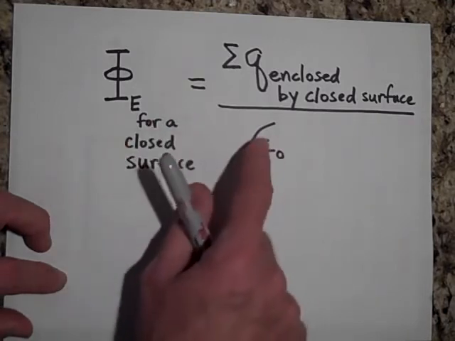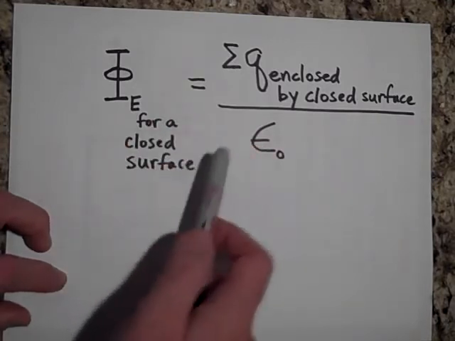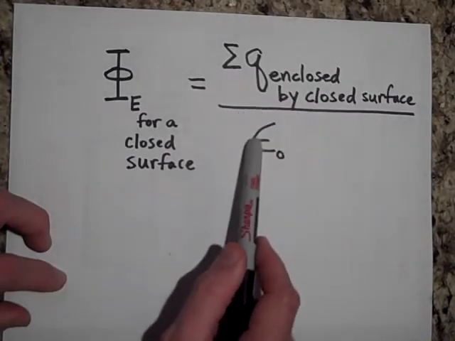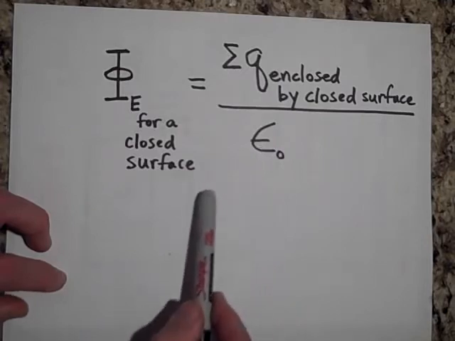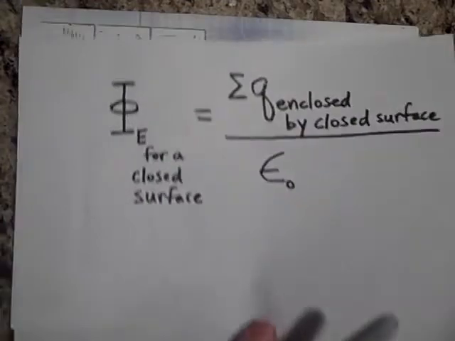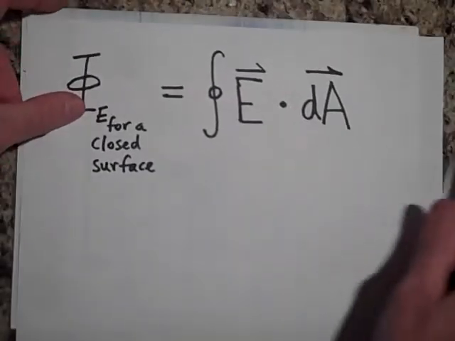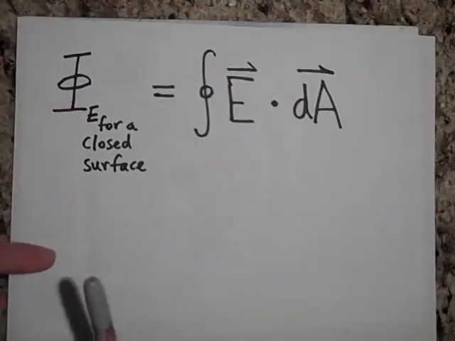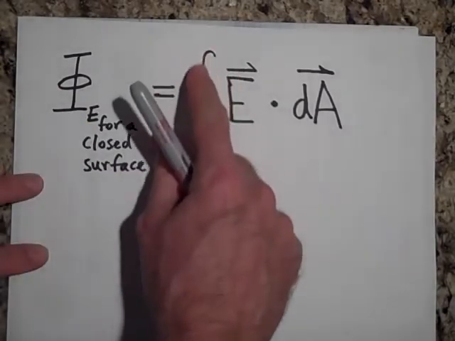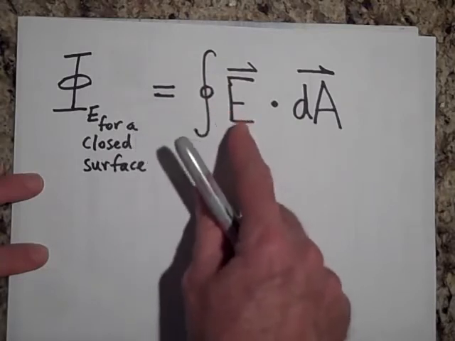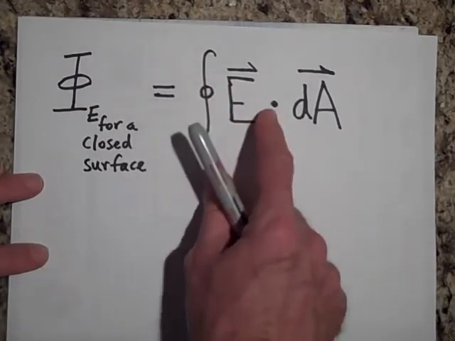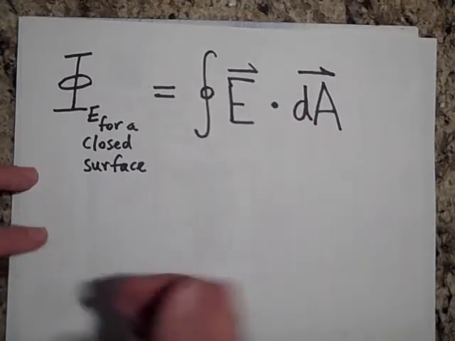So that's usually the easy way of finding it: just add up all the different charges that are enclosed and then divide by a constant, epsilon naught. Or you can find the electric flux through a closed surface by adding up all of the electric fields on the Gaussian surface dot dA, the dAs of the Gaussian surface.